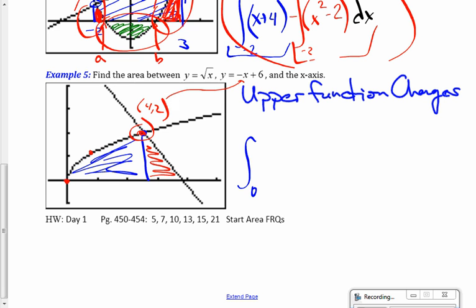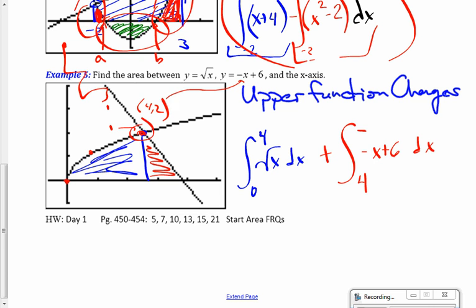Here's my two integrals. Integrate 0 to 4 square root of x dx plus integral 4 to something of negative x plus 6 dx. What's the upper bound of the red integral? Linear function starts at 6, slope is negative 1. Where's it going to cross the axis? Six, right?